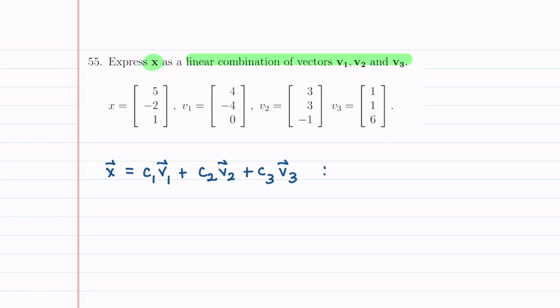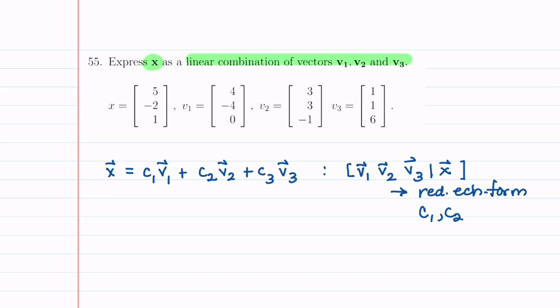And then to find c1, c2, and c3, what you do is you take your vectors v1, v2, and v3, and you put them in a matrix and you augment it with vector x, and then you put it in reduced echelon form to find c1, c2, and c3. This is a little lengthy process. So there's another way that we can do this, but this will only work if our vectors are orthogonal to each other. So let's check real quick if these vectors v1, v2, and v3 are orthogonal.